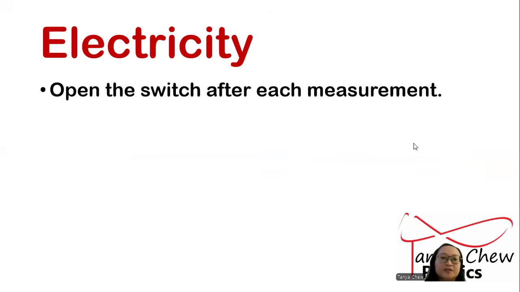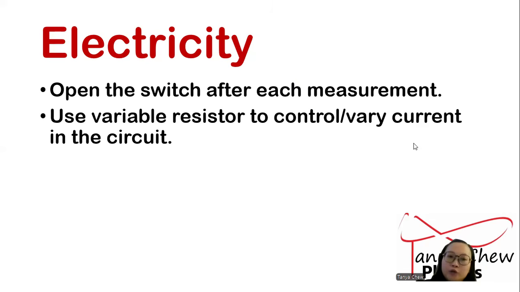Now, of course, there's a reason why we do that, because we don't want our connecting wires to be overheated. We don't want the resistance of the wire to increase drastically. That is why the switch is opened. Let the circuit cool down first for 1 or 2 seconds, then you close the switch. Or we could use a variable resistor or rheostat to vary the current in the circuit. If you want a small current, then you increase the resistance of the variable resistor by your glider. You just glide it.